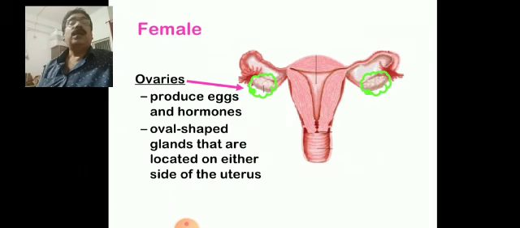Now, after the ovary releases the ova, it actually gets a hormone, and the hormone is of two types. They are estrogen and progesterone. Both of these hormones are produced, and then the ova, which is also called the egg, is produced from either of the ovaries. After its release, it will go to the fallopian tube.